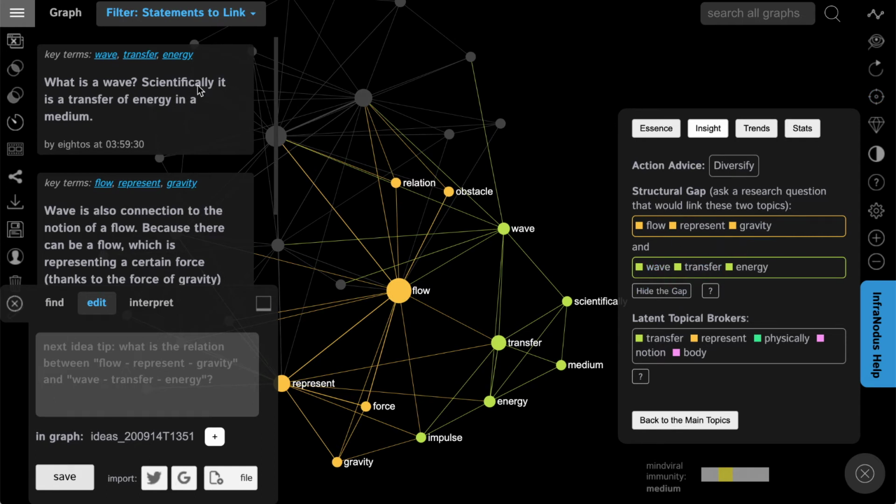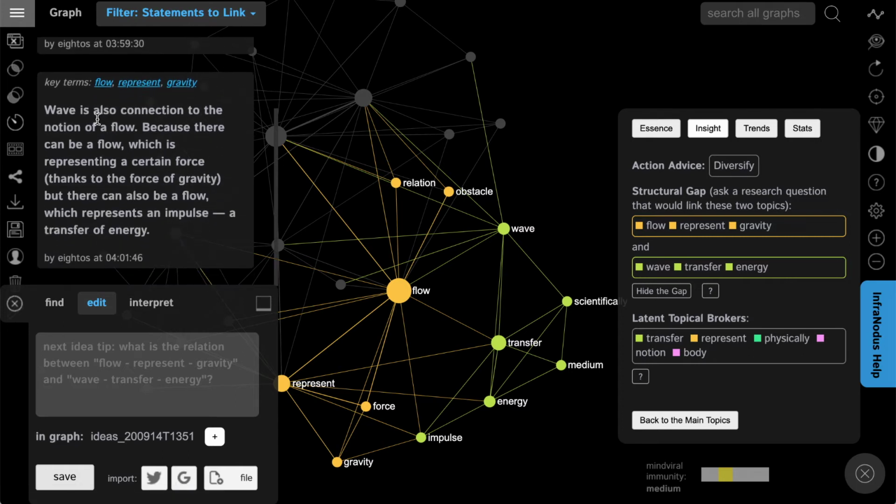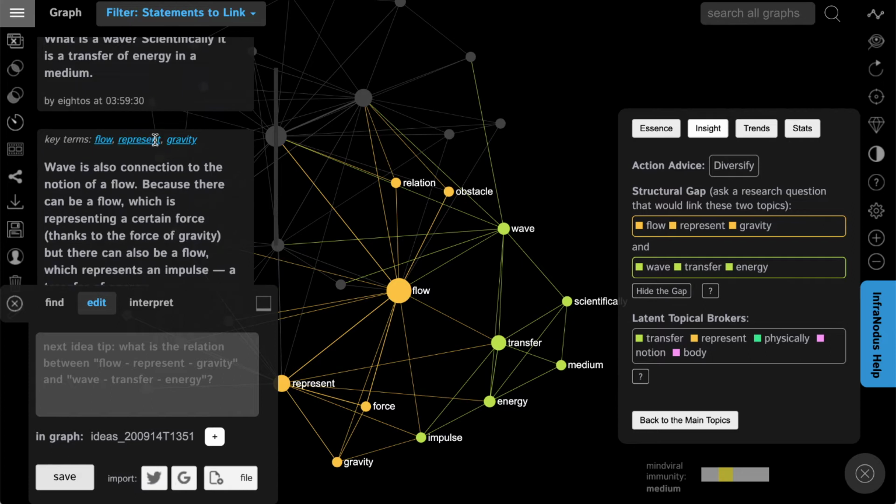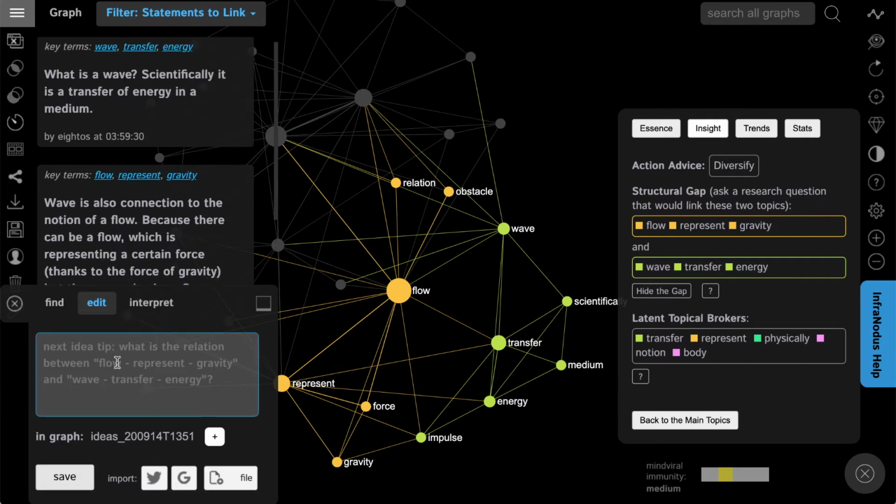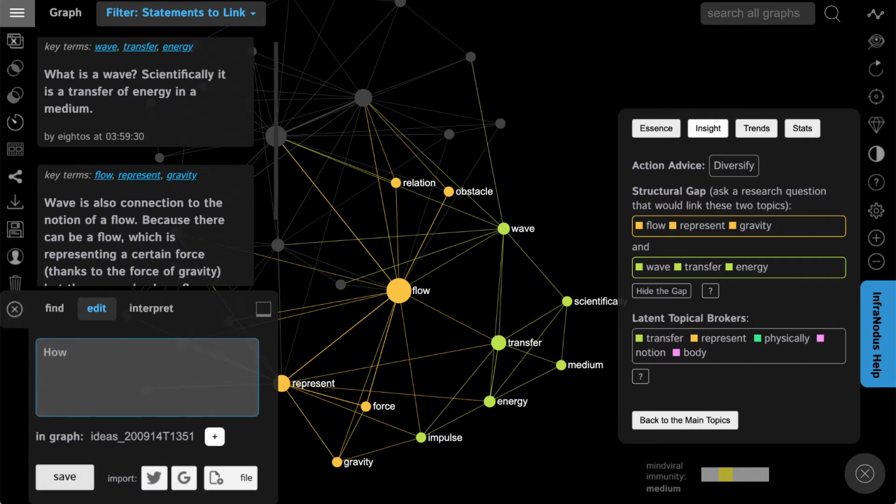And if you click here or here, it shows you two statements that you could link with the question or with an answer. And here, in our case, it's what is a wave? Scientifically, it is transfer of energy in a medium, okay? And then there's another statement that it's a connection to the notion of a flow, because it can be a flow. So how can you transfer energy in a flow? We can even write this: transfer energy within a flow.